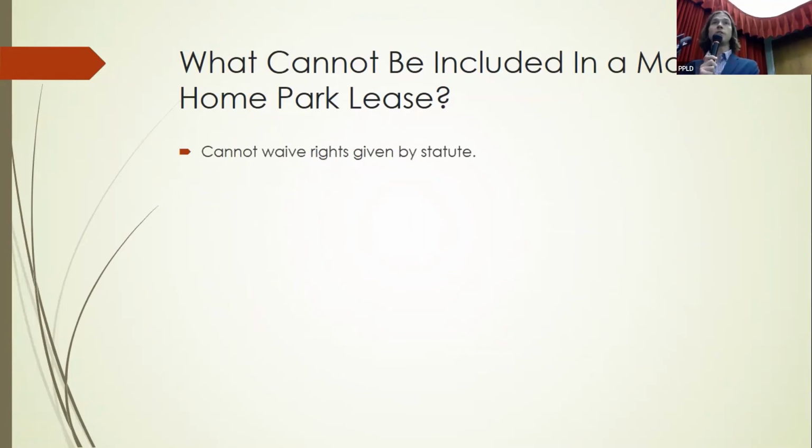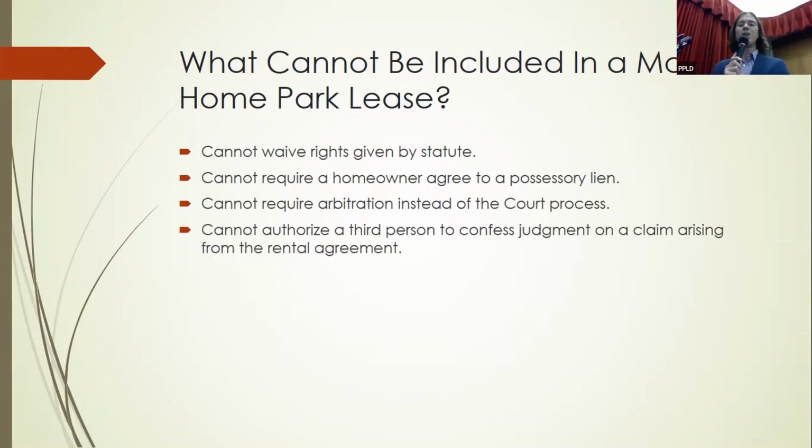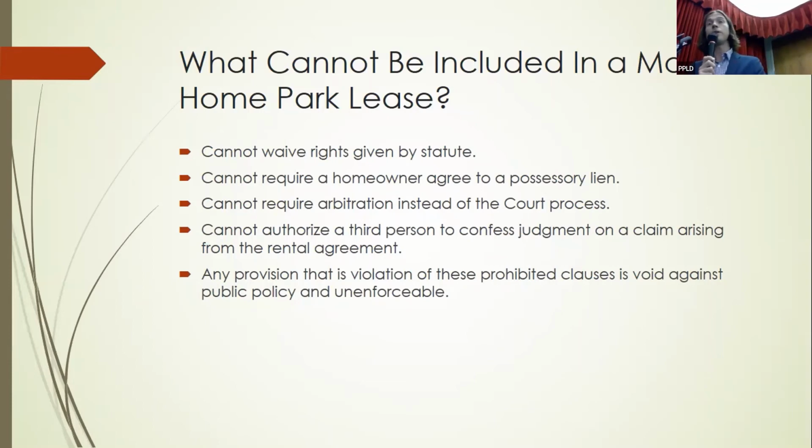Cannot waive any rights given by statute. Cannot require a homeowner to agree to a possessory lien. Cannot require arbitration instead of the court process. Cannot authorize a third person to confess judgment on a claim arising from the rental agreement, meaning that a third party can't agree on your behalf as the homeowner to some kind of claim or dispute arising from an alleged breach of the rental agreement. And any lease agreement or any lease provision that violates these, it's void against public policy and it's going to be unenforceable.